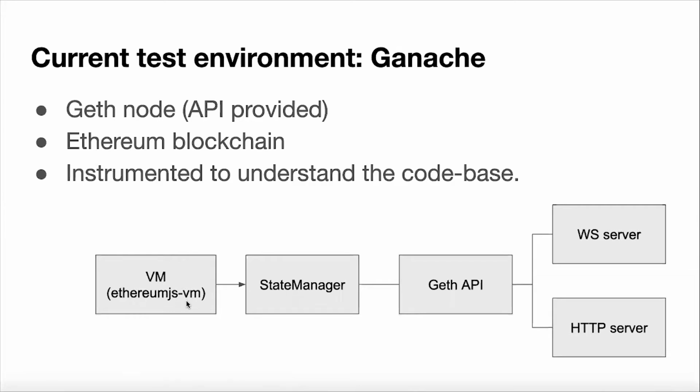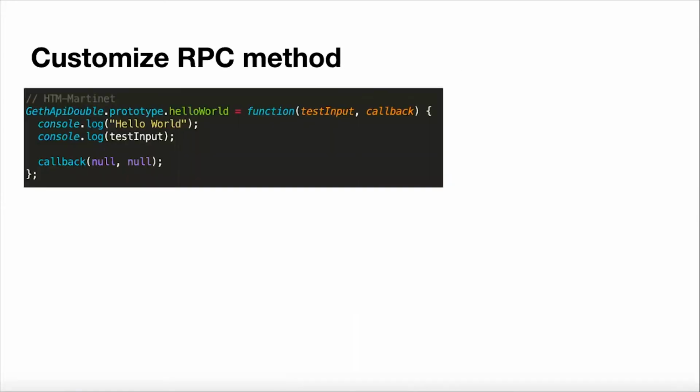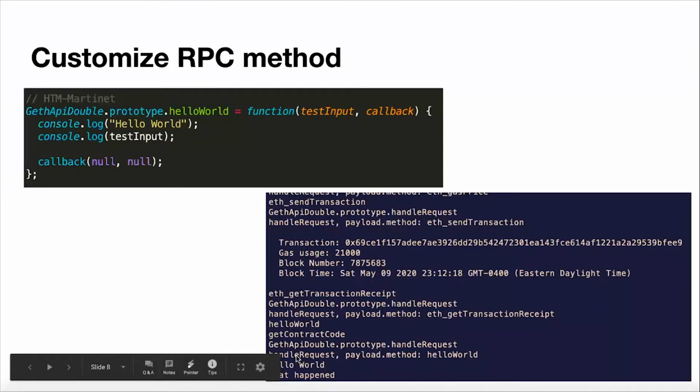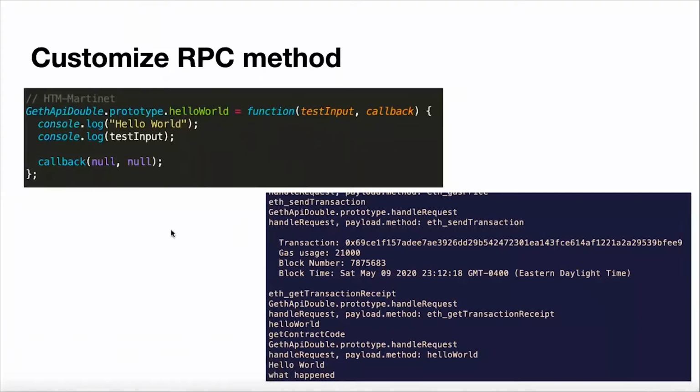With this understanding, I can already customize my RPC method, basically adding this hello world. I was able to do that. In handle request, if the payload method is hello world, then it prints out hello world and the input that I have right there. Okay, so that's the basic step.